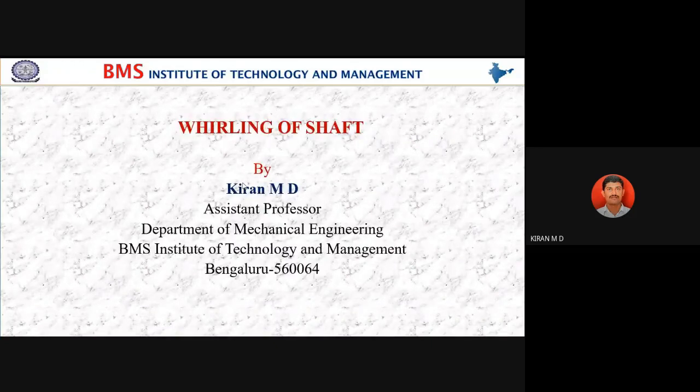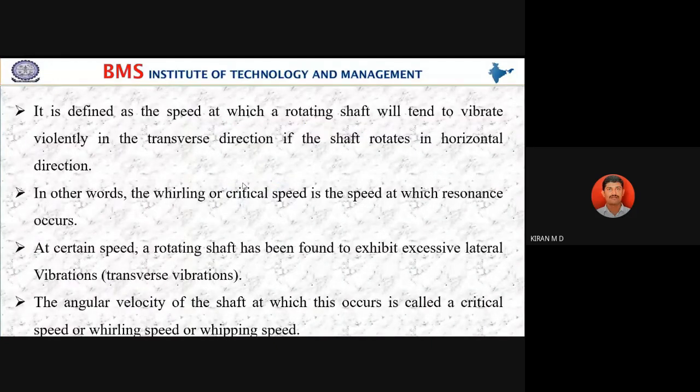So what is the whirling of shaft or critical speed of the shaft? It is defined as the speed at which a rotating shaft will tend to vibrate violently in the transverse direction, in a shaft rotating in the horizontal direction. Just consider one shaft is rotating. When it reaches a certain speed, the shaft starts to vibrate. It will give a transverse motion, so it will start vibration in the transverse direction. That we are going to call the critical speed or whirling speed of the shaft.